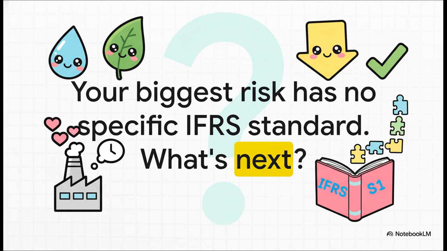All right, let's jump right into a scenario that I bet a lot of you are going to run into. You've done the work, you've identified a really material risk, say something to do with water or biodiversity, or maybe your supply chain. But then you go looking for the IFRS standard that covers it, and crickets. There isn't one. Now don't panic, this is not a dead end. IFRS S1 actually has a plan for this, a really clear, structured path for you to follow.